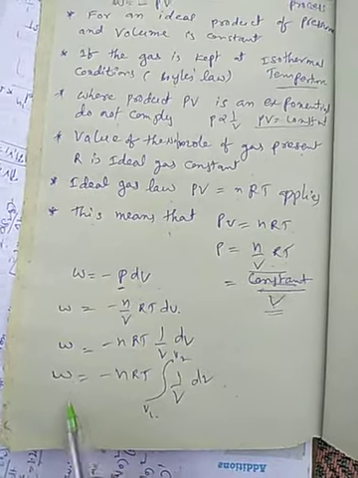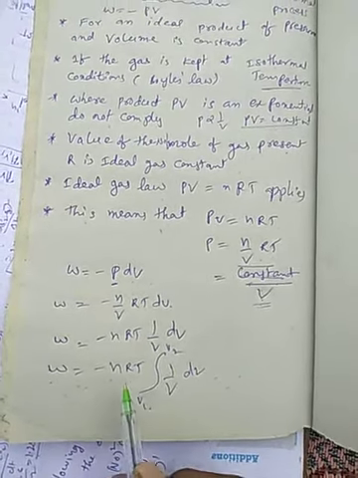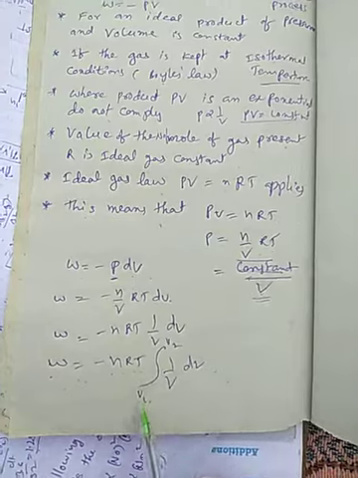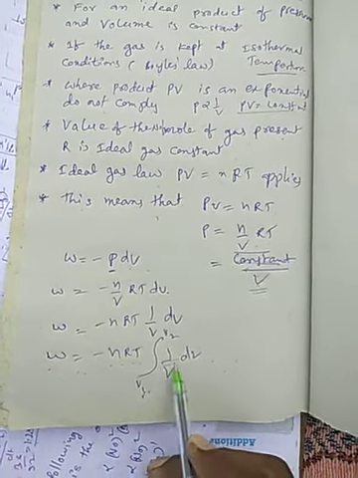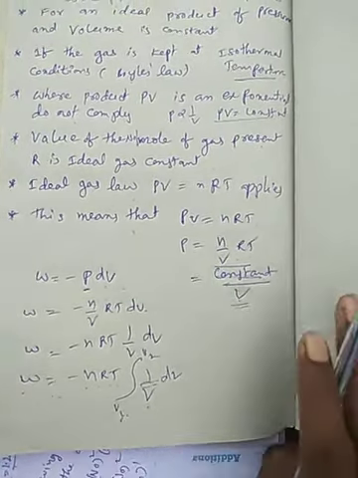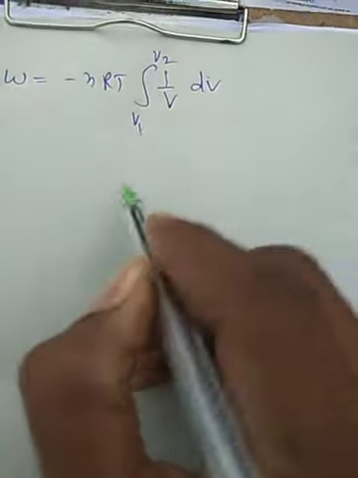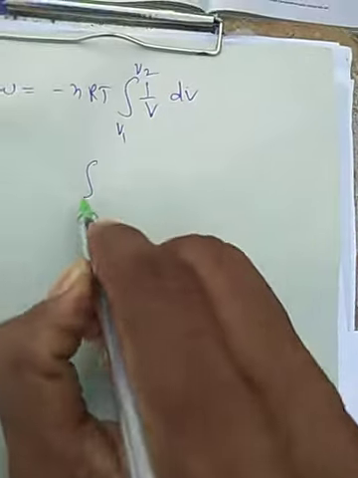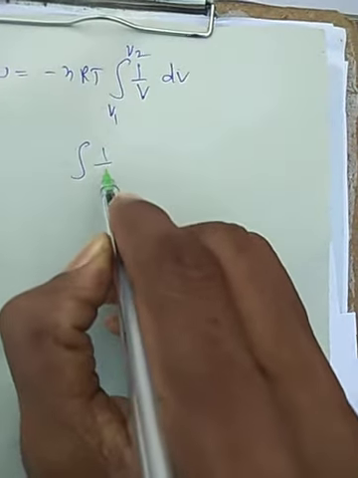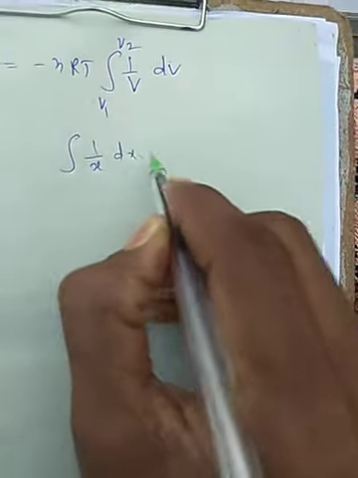By applying the integration, we get W is equal to minus nRT, integration from V1 to V2 of 1 by V into dV. This is like a formula: integration of 1 by x into dx, the formula.